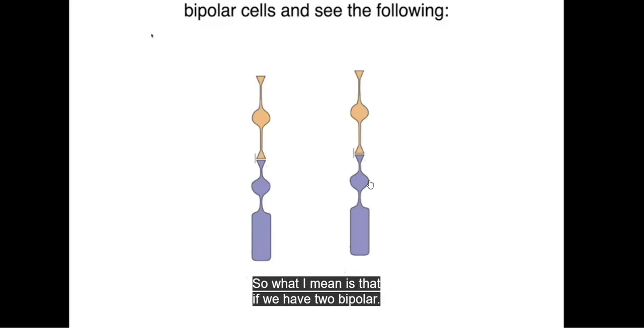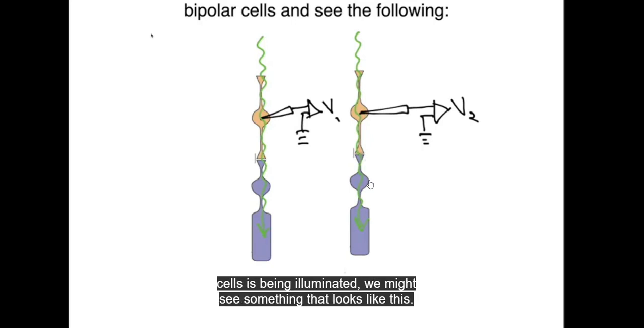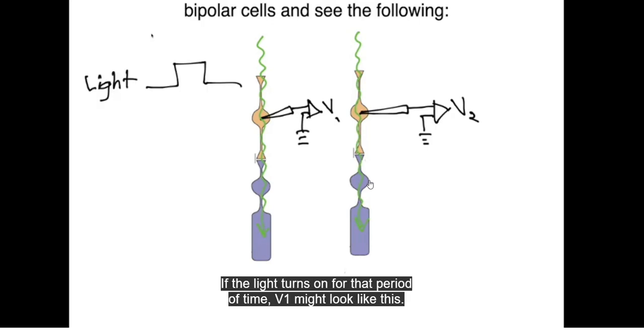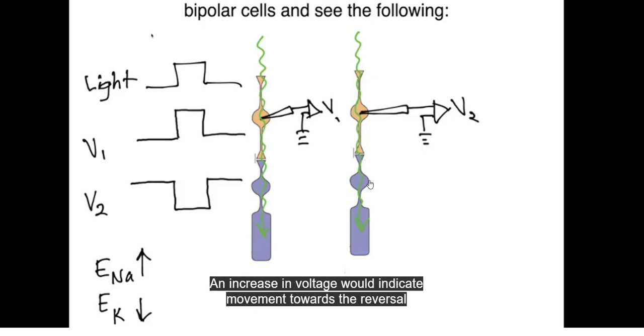So what I mean is that if we have two bipolar cells which are connected to rods, and we make recordings from these bipolar cells while the photoreceptor that is synaptically coupled to those bipolar cells is being illuminated, we might see something that looks like this. If the light turns on for that period of time, V1 might look like this, and V2 might look like this, where in both cases, an increase in voltage would indicate movement towards the reversal potential for sodium, and a decrease in voltage would mean movement in the direction of the reversal potential for potassium.